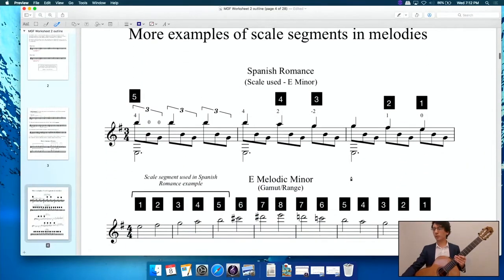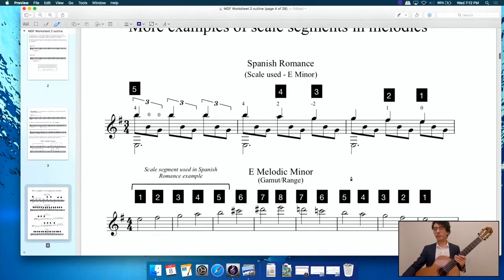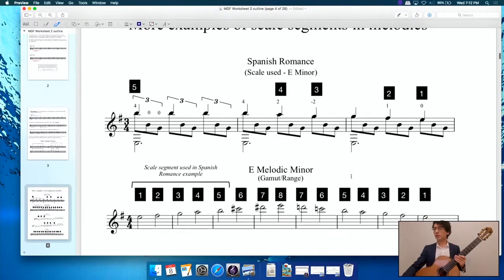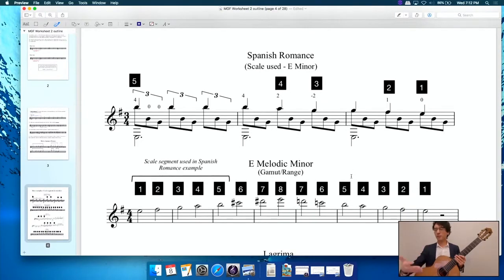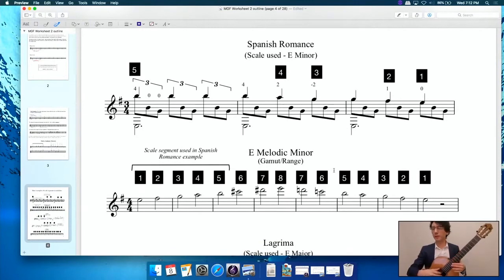Here are some more examples, a couple more, maybe more well-known pieces. I hope that this gives you a new lens on looking at melodies in relation to scales, and a benefit for practicing scales and knowing your scales really fluently. So this is Spanish Romance. I'll play this little excerpt for you.